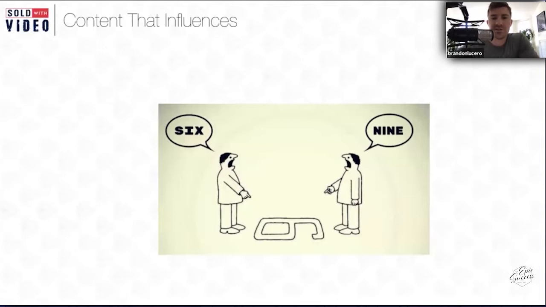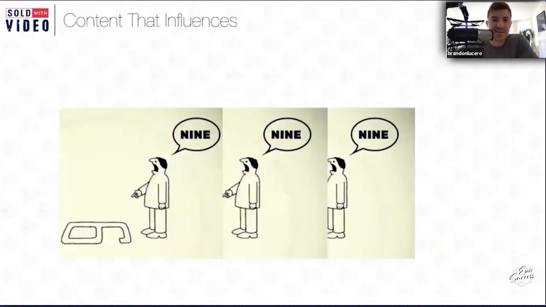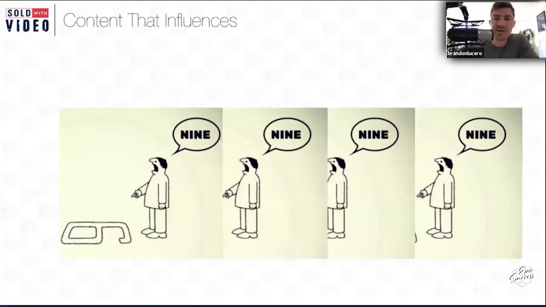What thought reversals do is get the people seeing the 6 to come over and see the 9. What connection videos do is get everyone else who's seeing the 9 to start rallying up behind you and going, yeah, that is a 9. So there are 2 things going on.